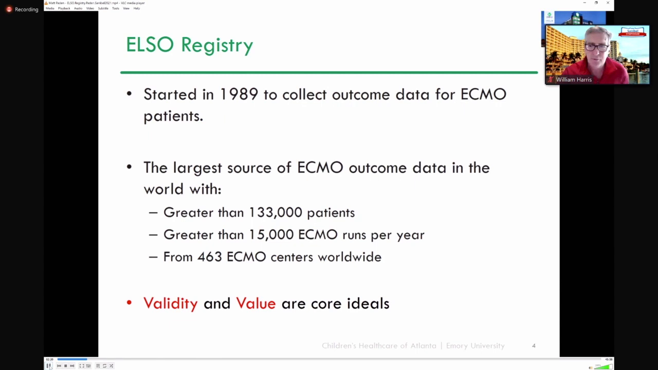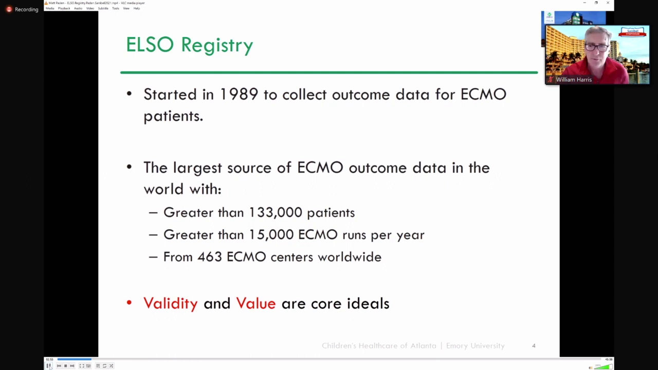The ELSO registry is a big portion of ELSO, and it has 2 core ideals that underlie its use. The first one is validity. If we don't have validity and the data that we're collecting is not valid, then any kind of testing or modeling that we're going to do based on that data is really not going to be worth much. And so we really strive to make sure we have good data validity.